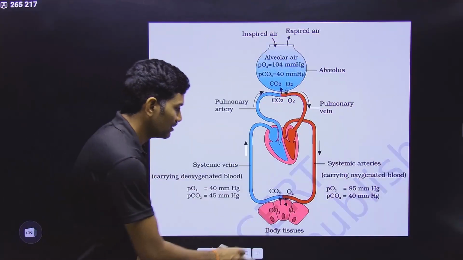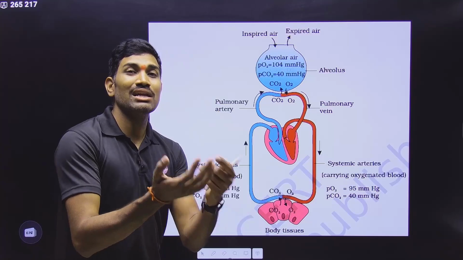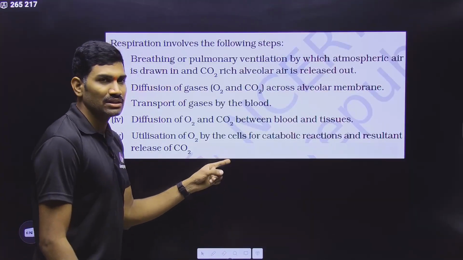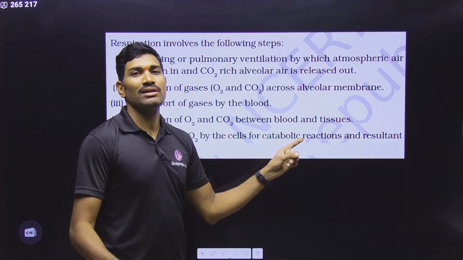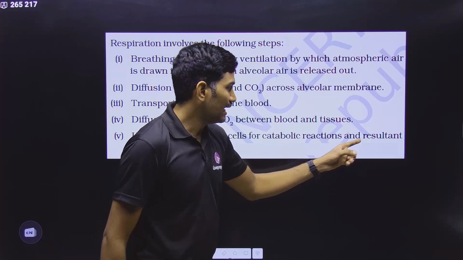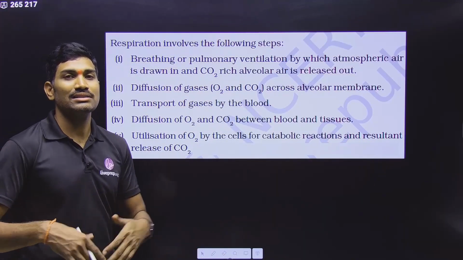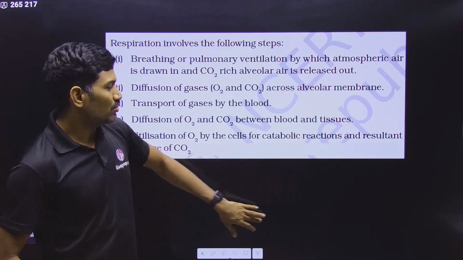And the last point: once oxygen is coming into the tissues, means cells, now cells are utilizing the oxygen and producing CO2. This is the last step. Utilization of oxygen by the cells for catabolic reactions, for the breakdown of various compounds for energy production, and resultant release of CO2. In this catabolic process, CO2 is released. In this way, oxygen is utilized and CO2 is released.